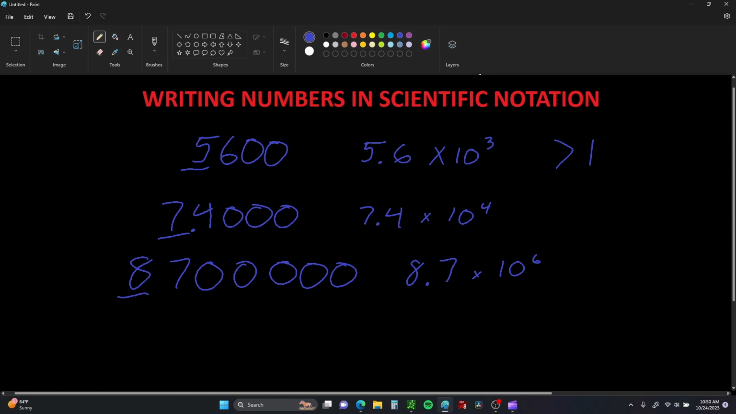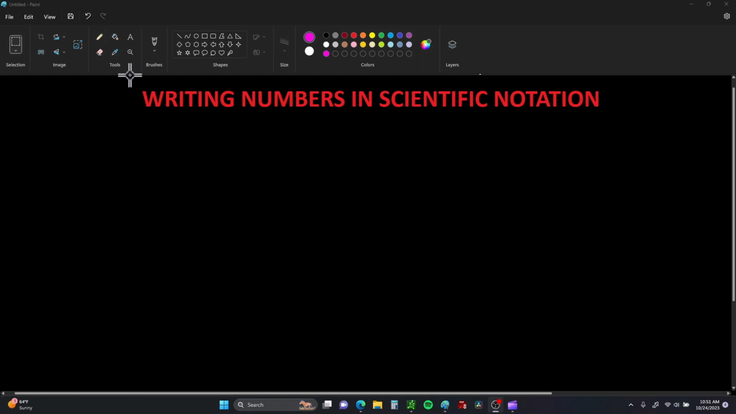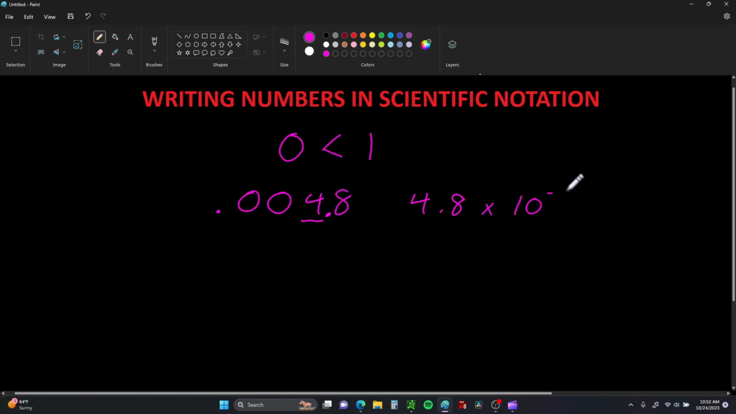Let's look at what happens when we have numbers less than 1. Now for values that are between 0 and 1, let's look at 0.0048. Since the decimal has to be moved in this direction in order for this to be my first digit, I would have 4.8. So the decimal is going to go here. I would have to move 3 spaces. But since I'm moving in the other direction, it's times 10 to the minus 3 power.